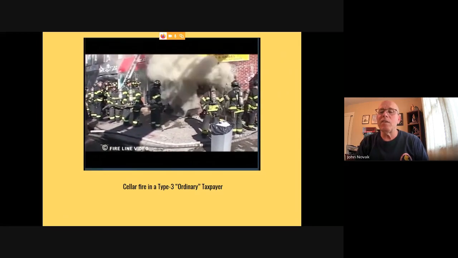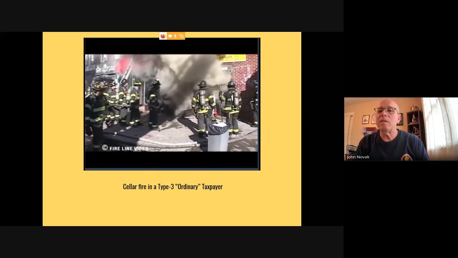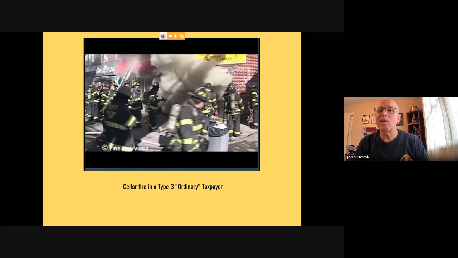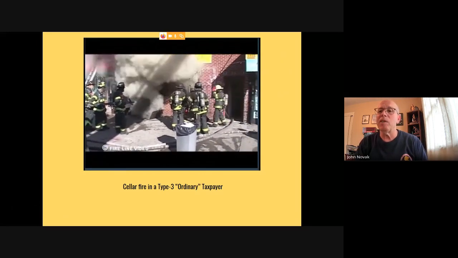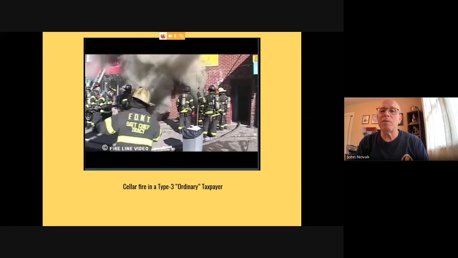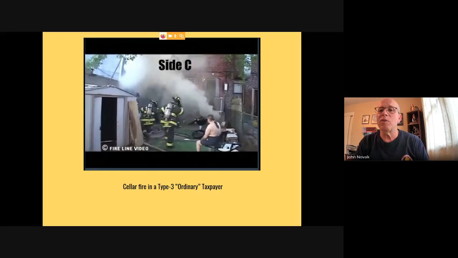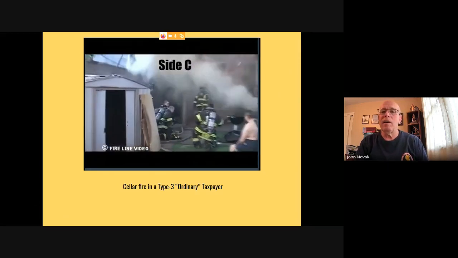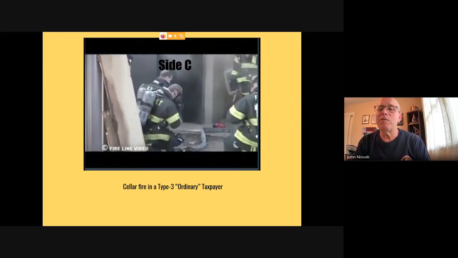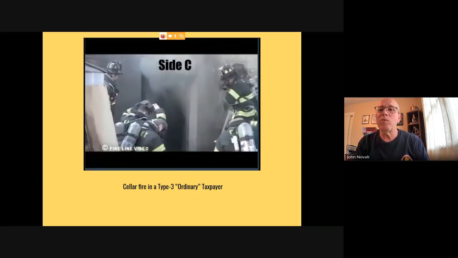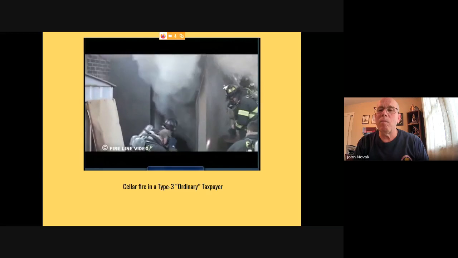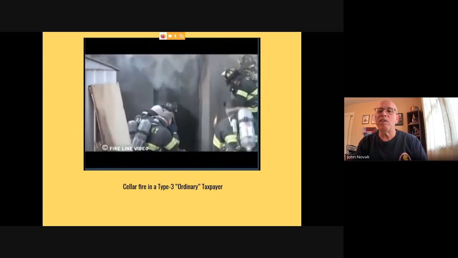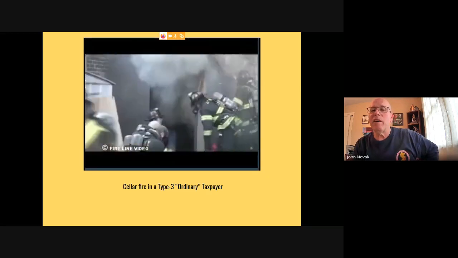You can see they have the sidewalk access open, heavy fire venting, protective hand line in place. They got a protective hand line going into the first floor. And the attack is going to be from the rear. There's a rear door that leads down into the basement, so they can give them a better chance of getting at the same level as the fire.